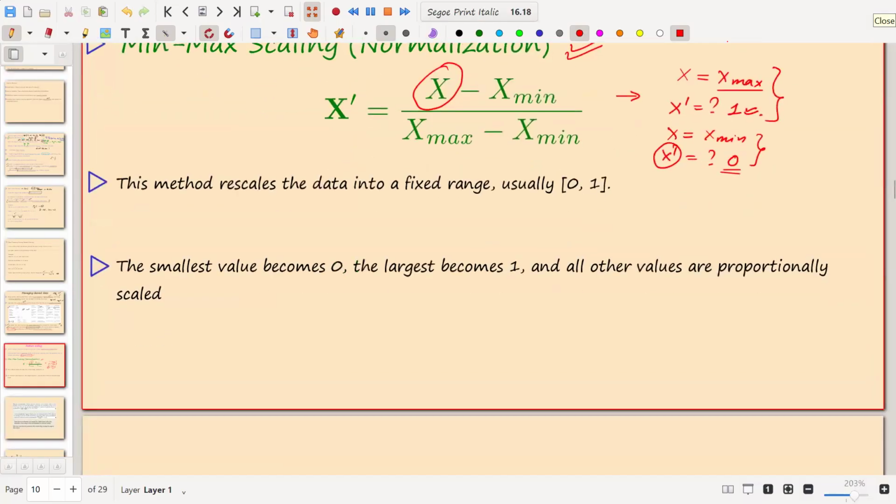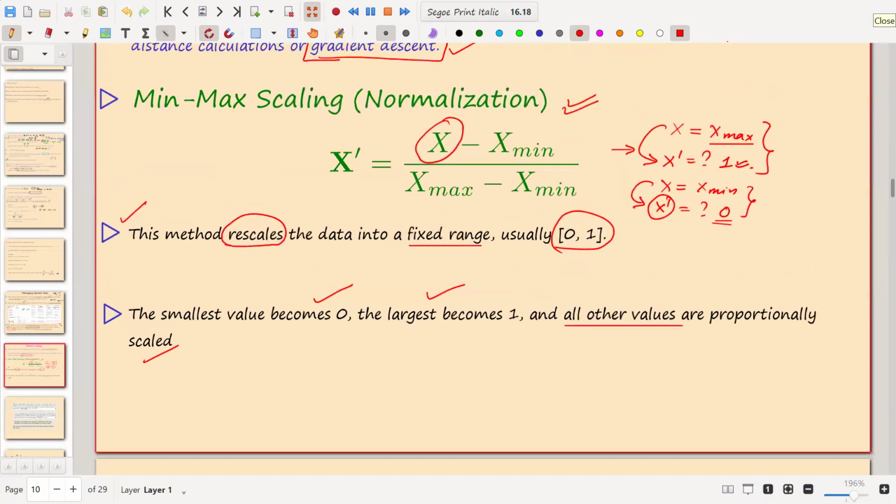So you can see the method rescales the data into a fixed range, that is between 0 and 1. I already told you, the smallest value becomes 0. We saw when you take x equals x min, x prime becomes 0, and when you take x equals x max, x prime becomes 1. All other values are proportionally scaled using this normalization. Fine. So this is known as min-max scaling or normalization.